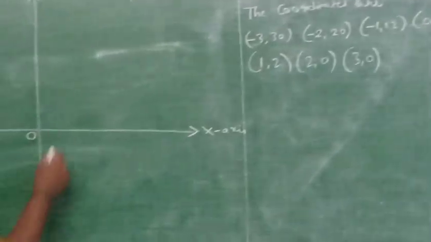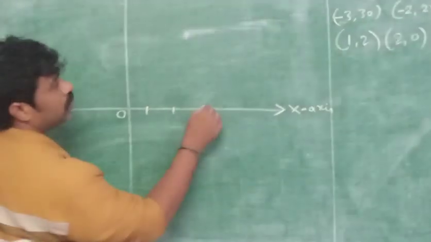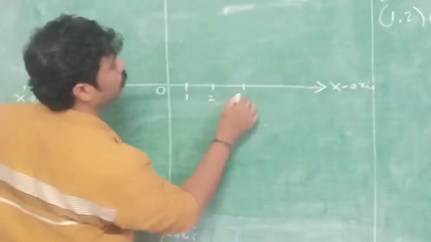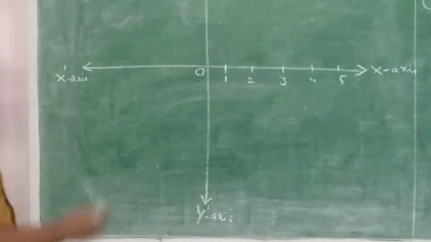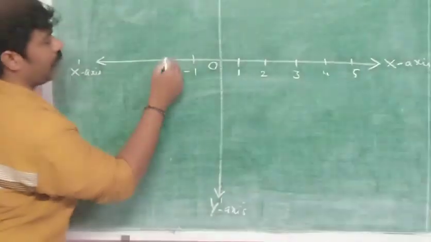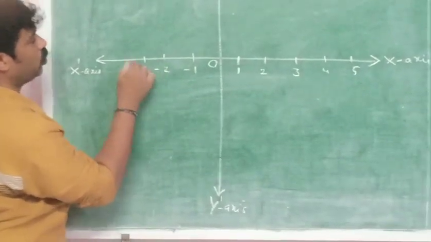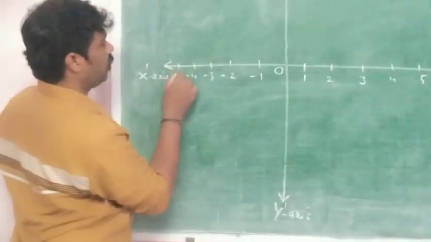So we can take 1, 2, 3, 4, 5. Like that we can take. Negative means we can take negative values: minus 1, minus 2, minus 3, minus 4, and this is minus 5.